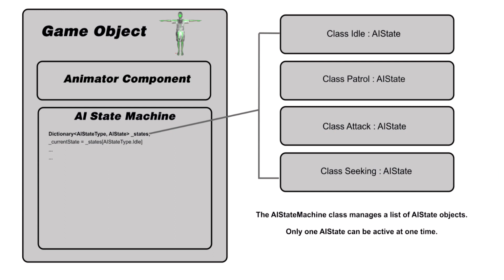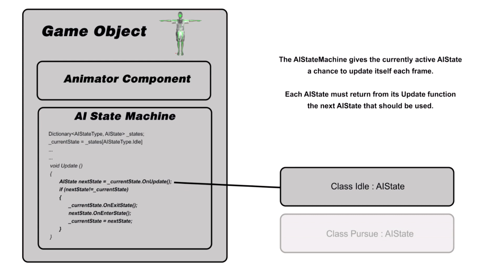Now, in this example on screen, we can see that the state machine stores its available states in a dictionary, the key of which is an AI state type enumeration. There are 4 states in this example: an idle state, a patrol state, an attack state, and a seeking state. By default, at startup, the current state is set to be the idle state.